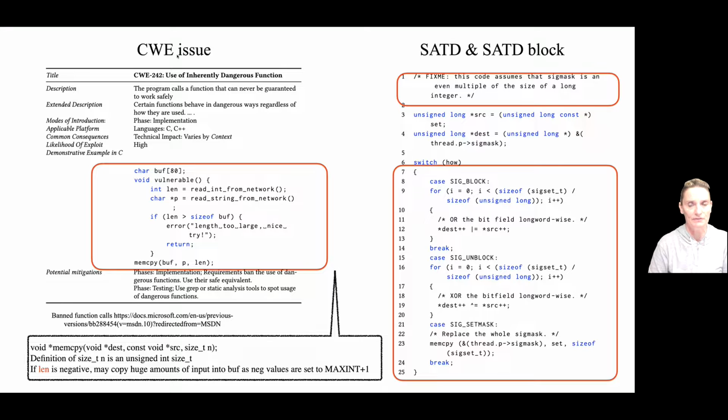This is an example. On the right, we have code with a SAT comment on the top and the block on the bottom. On the left, you can see an example of an issue that contains weak code, in particular a dangerous function, which is called memcpy. And we can find the same function at line 23 in the code on the right.